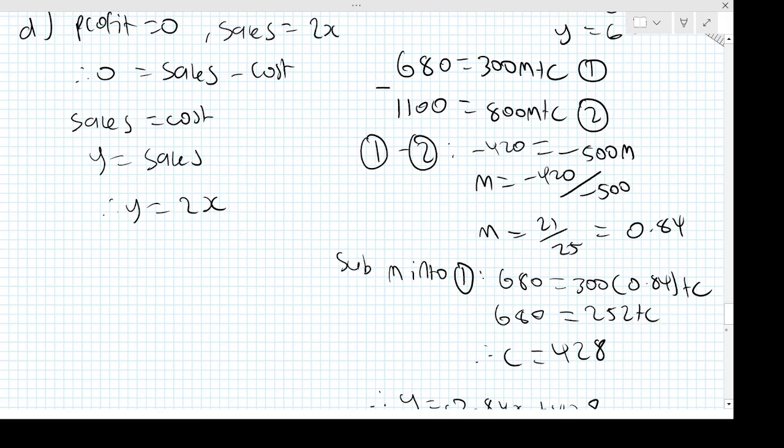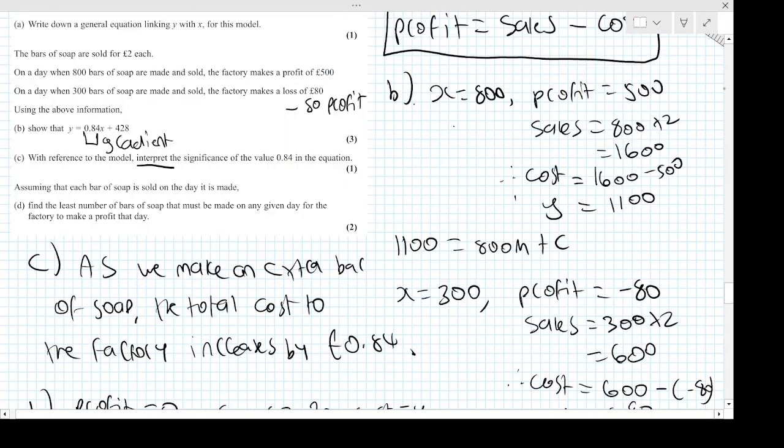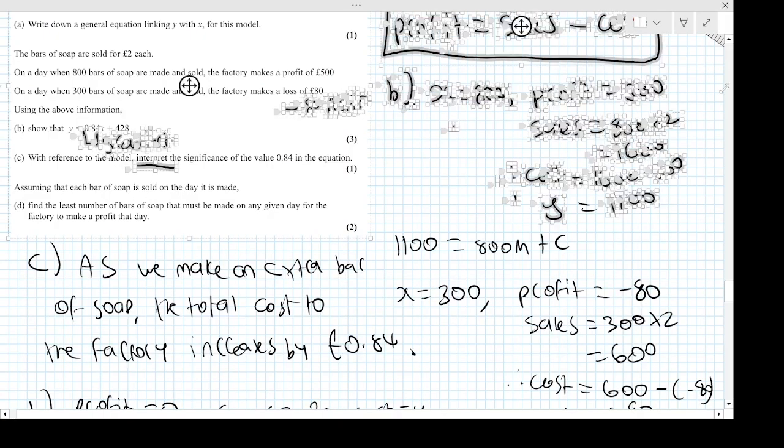And therefore the cost, which is Y, remember the total cost. We get this equation here. Y, which is the cost, is equal to sales, which is 2x, when the profit is 0. Well, Y, we worked it out in part B, this equation here. Y is 0.84x plus 428. I could substitute that in, right?